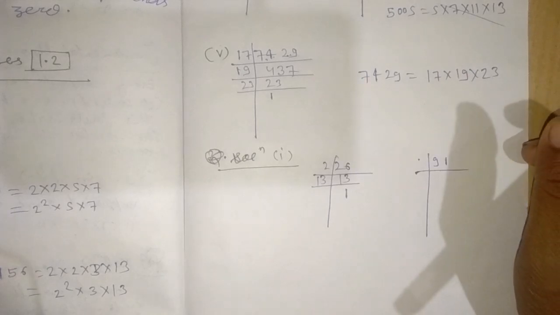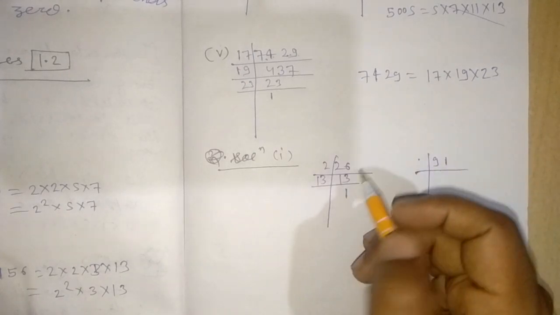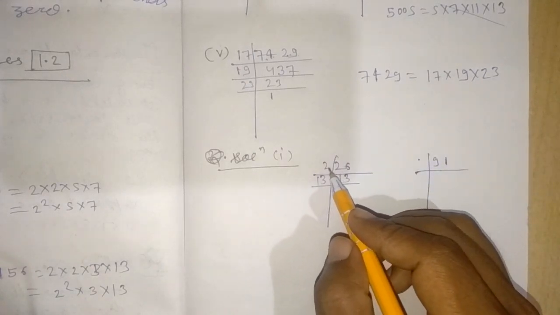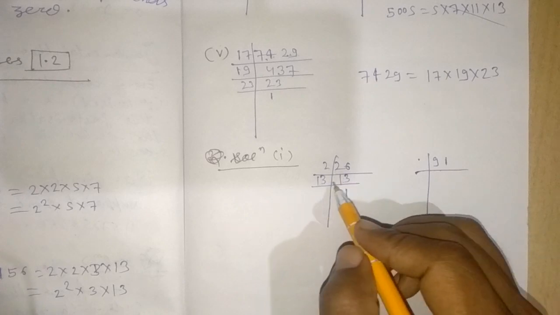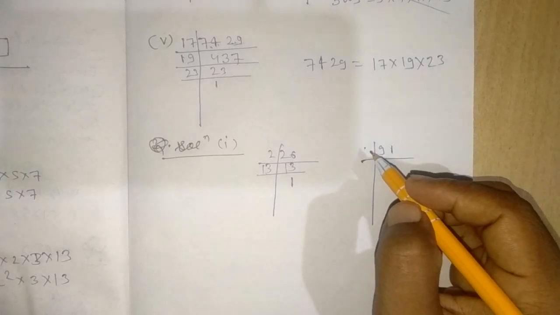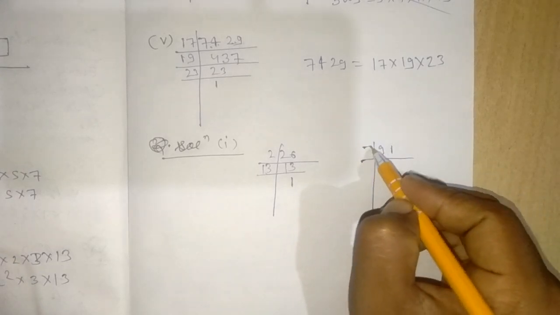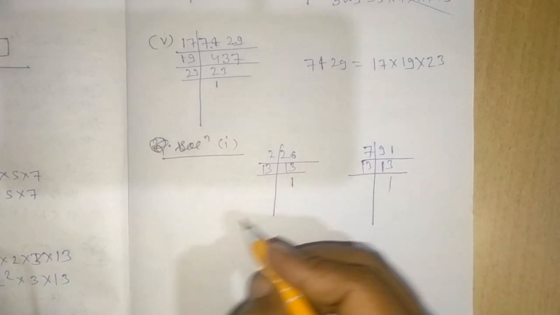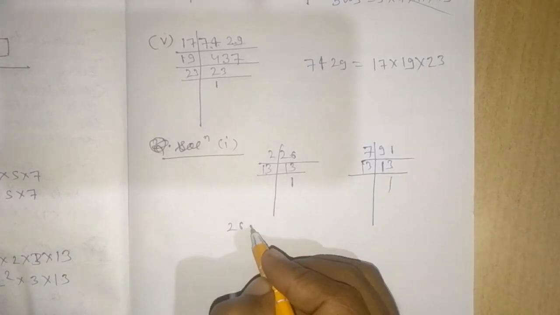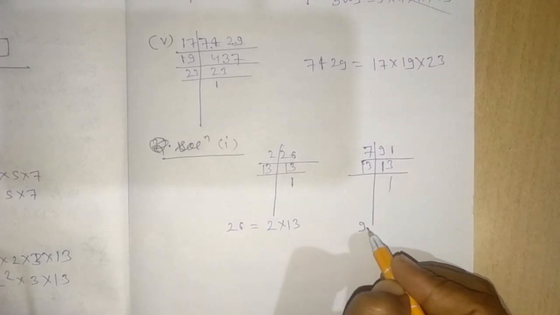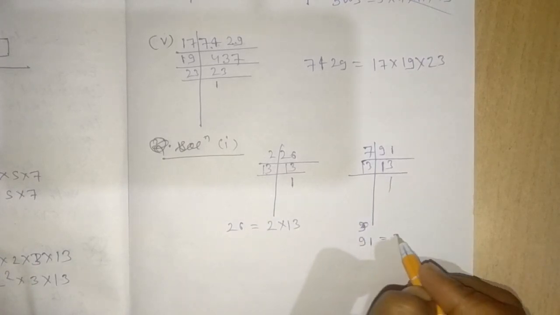Students, today we will solve question number 1 of question 2, exercise 1.2. So first we factorize 26 and 91. 26 is first divided by 2, then 13 one time, and again 13 by 13 one time. And 91 is first divided by 7, then 13 one time, and 13 by 13. So we write here the products of primes: 26 equals 2 into 13, and 91 equals 7 into 13.